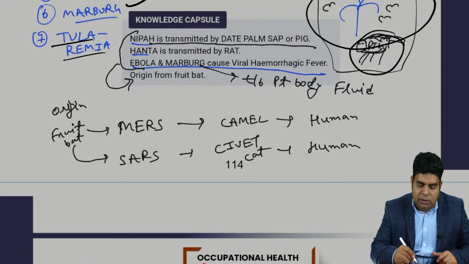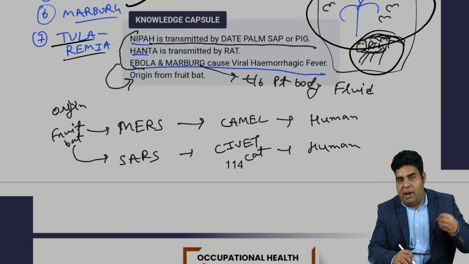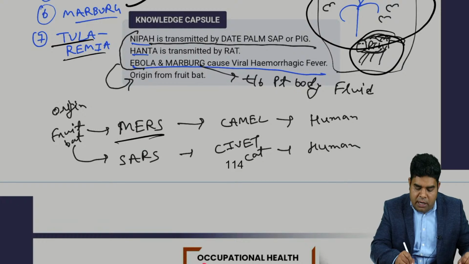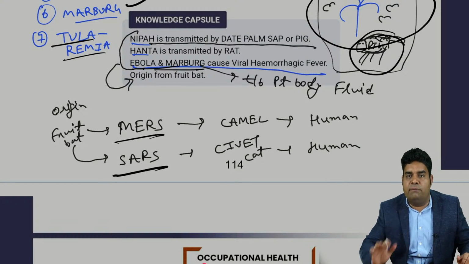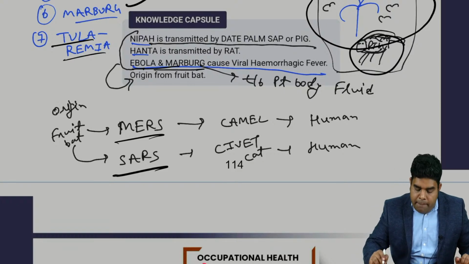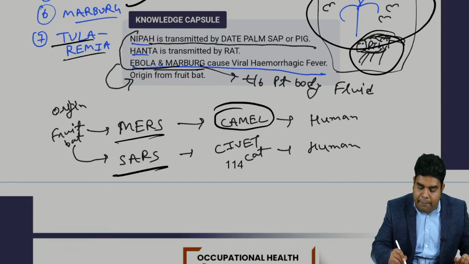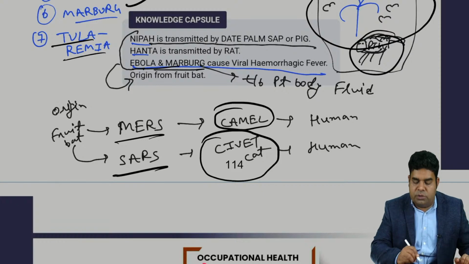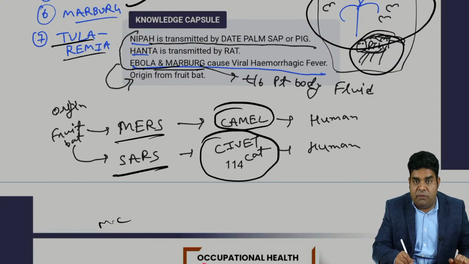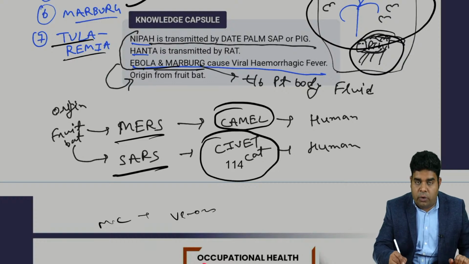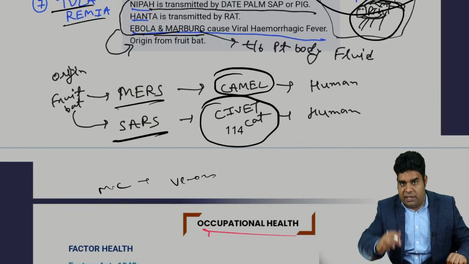And fruit bat not only give rise to COVID, it also give rise to MERS, SARS, Ebola, Marburg, Nipah, Hanta, all come from fruit bat. In MERS, the intermediate host is camel. In SARS, the intermediate host is civet cat. And they can ask what is the most common complication with COVID vaccination? So the most common complication with COVID vaccination is venous thromboembolism. Okay, we have discussed it in vaccination in our last session.